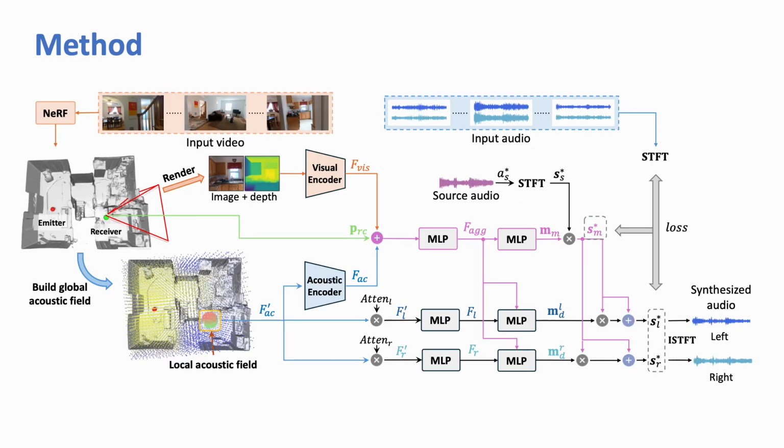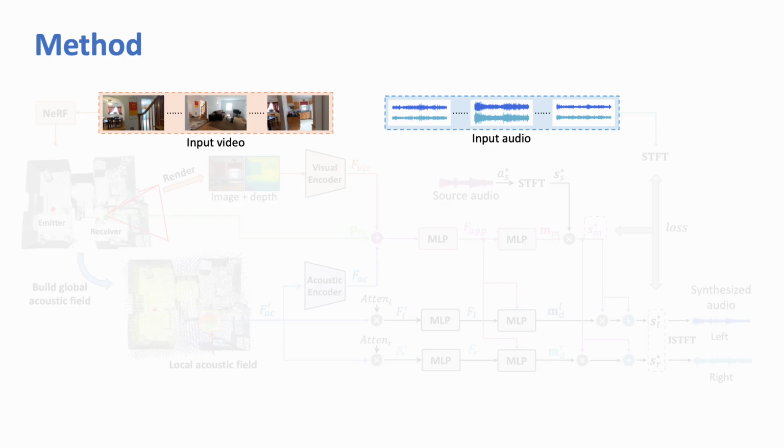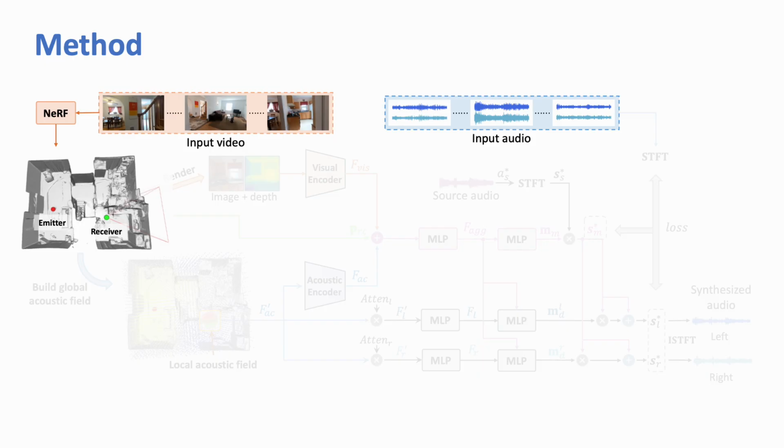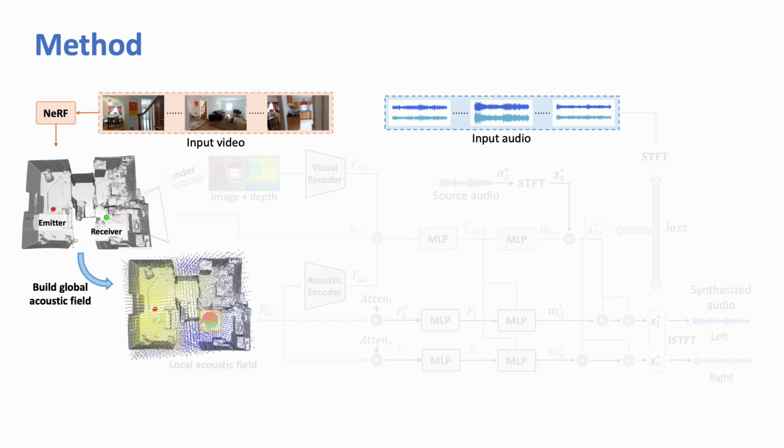Here is the overall pipeline of our method. Given the input video with synchronized binaural audio, our method first reconstructs the 3D geometry of the scene from visual frames, then builds the global and local acoustic field for spatial acoustic feature extraction.